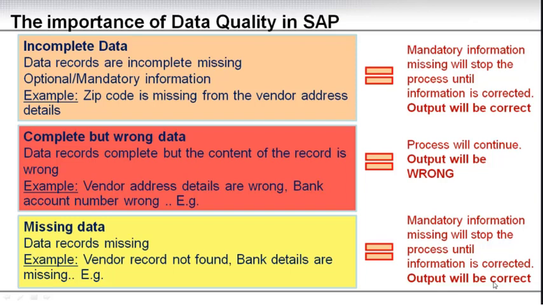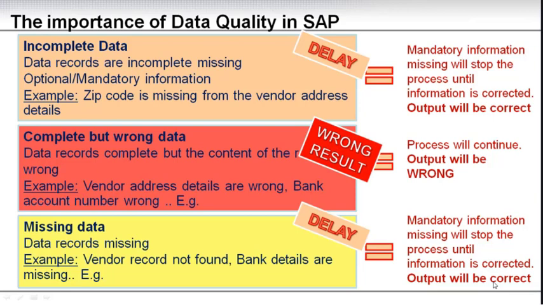So to summarize this, incomplete missing data will give you a delay, but the output will be correct, whereas the complete but wrong data, you will have no delay, the process will go through, but you will have a wrong result.